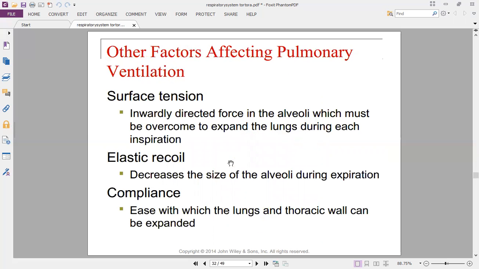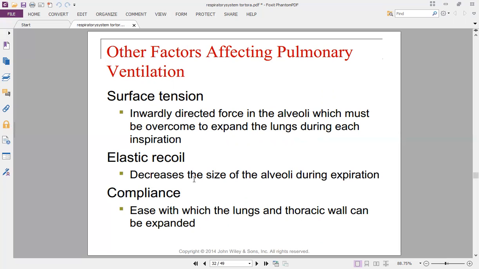The other factors affecting pulmonary ventilation include surface tension. This is present in your alveoli because of the gases being there. So alveoli must overcome this to expand the lungs, and this surface tension is lowered by the surfactant which is present in your alveoli. The cells have a moist lining. This lowers the surface tension.